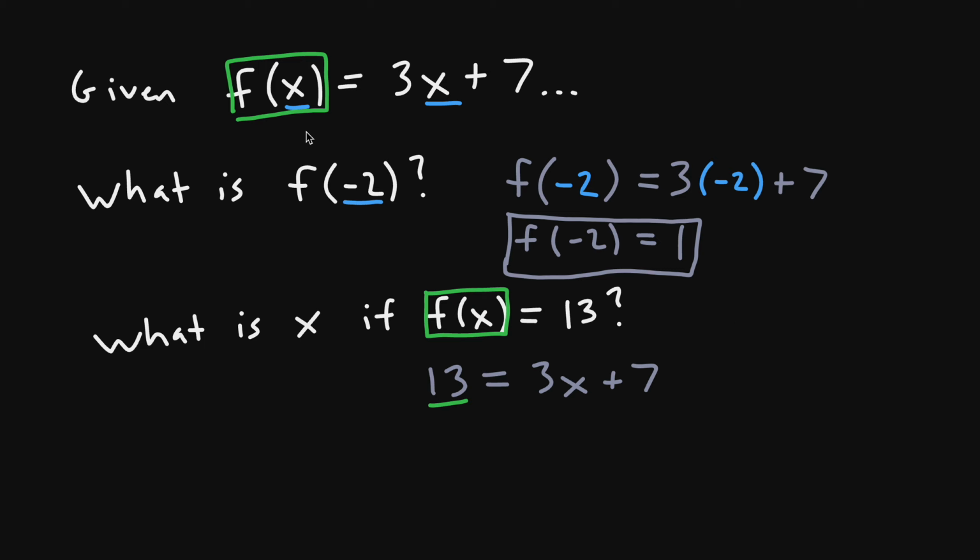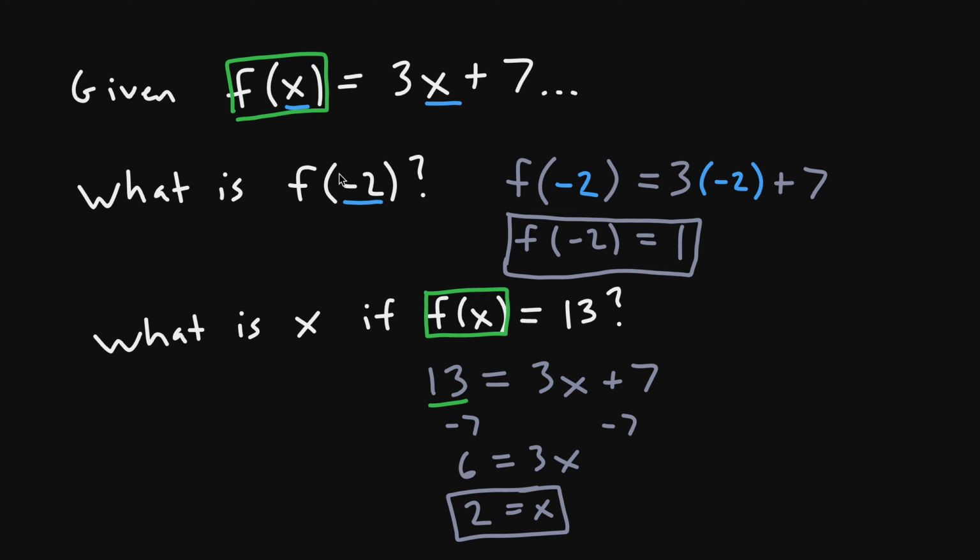We just replaced f of x with this number. We can go ahead and solve. Minus 7 on both sides gives us 6 equals 3x. And when you divide by 3, you get x equals 2. That is your answer there.